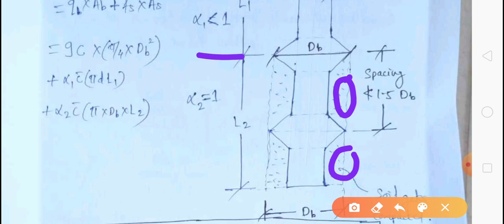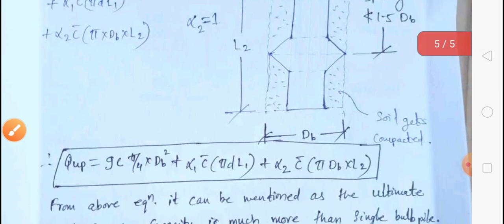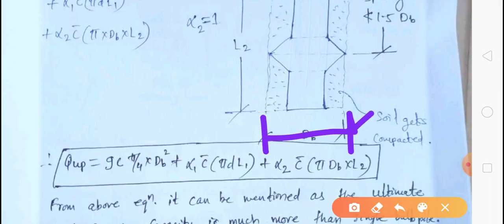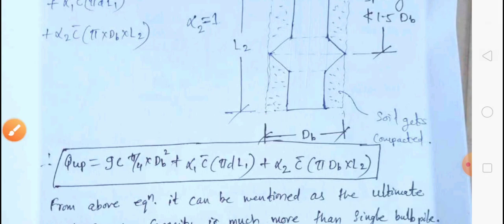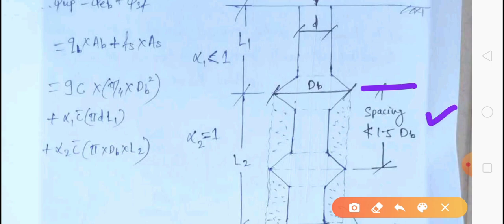So from this point to this point, this will be L2, where soil is behaving like a pile, and again the diameter is increased at the base. Therefore the load carrying capacity also increases. The spacing between two bulbs should not be less than 1.5 dB. This is the criterion mentioned here.